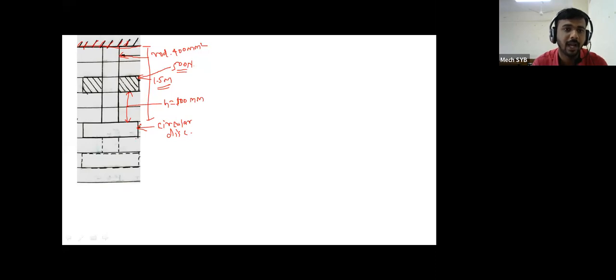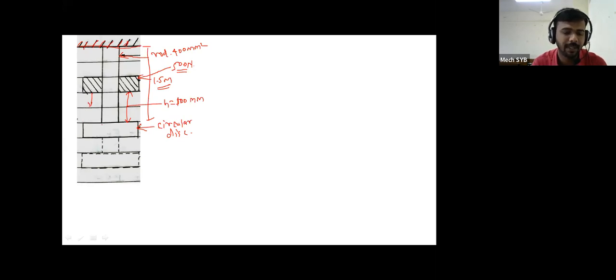ह्या movable load मध्ये आणि ह्या circular disc मध्ये एक प्रकारची height आहे, त्याच height ला आपण falling height म्हणतो. Okay, now what happened here? This 500 Newton load comes at downward side, and immediately it strikes on this particular circular disc.